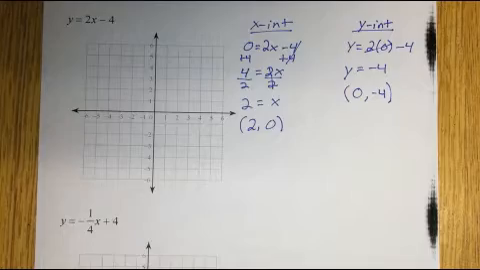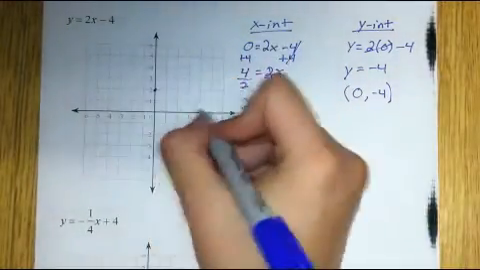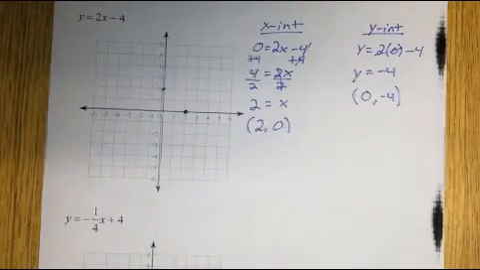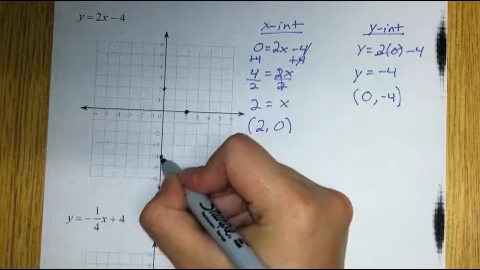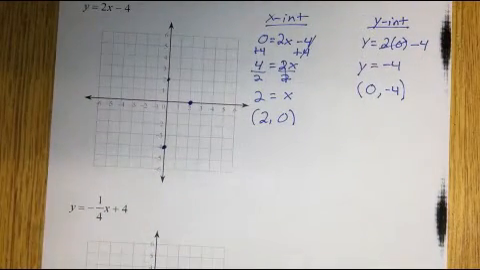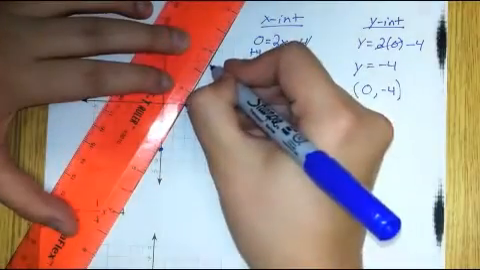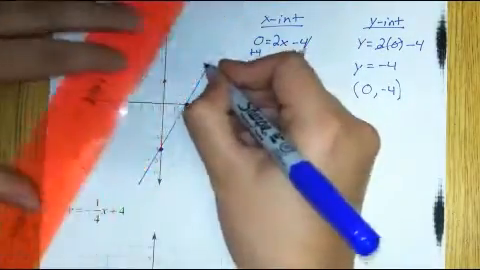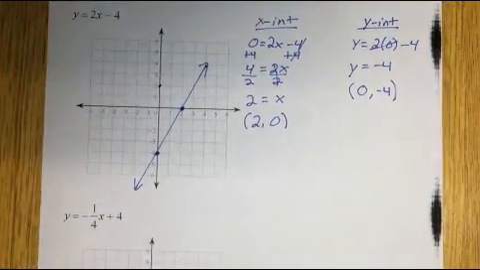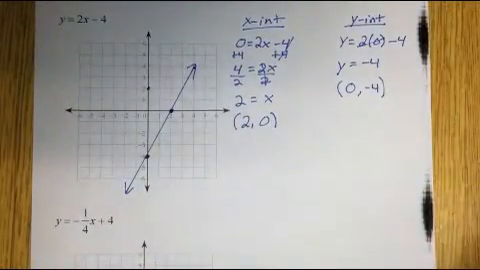Then, let's plot these. 2, 0. Oops. Man. Sorry, guys. 0, -4. Can we still draw our line? Sure. Got 2 points. We can make a line. Connect your dots, like so. Arrows. And we're done. Pretty easy, right? A little bit of work on the x-intercept, y-intercept, super easy.